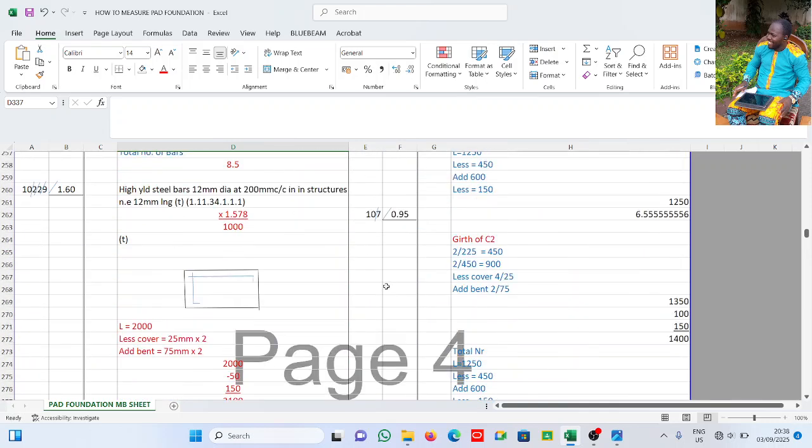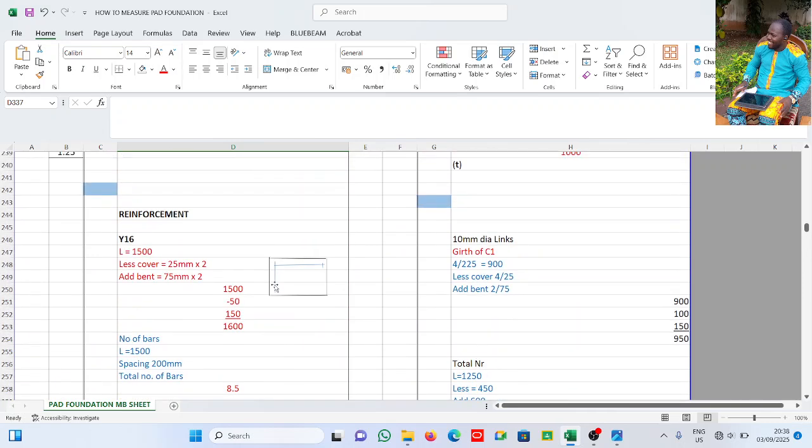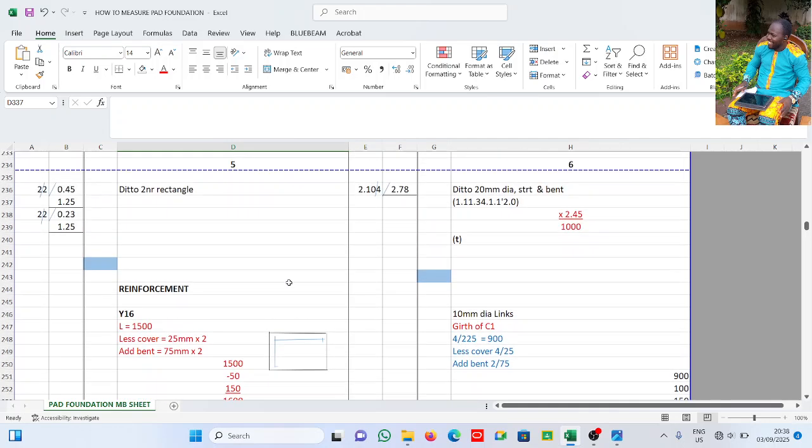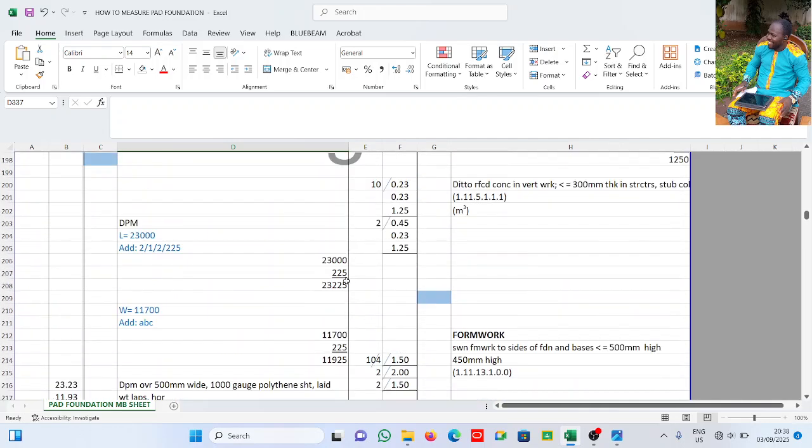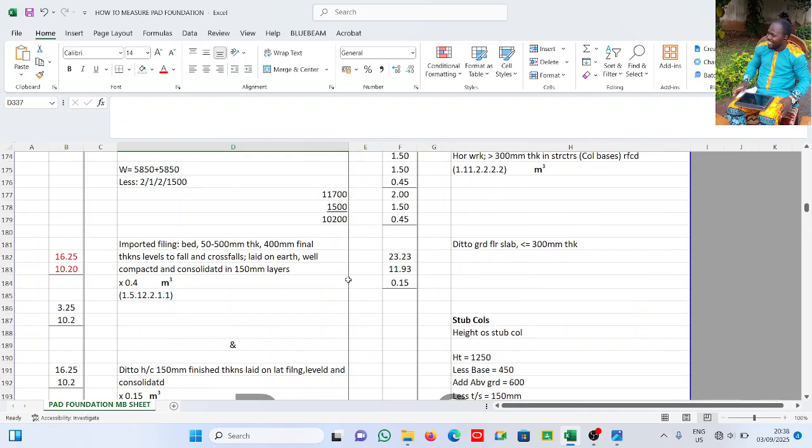Please refer to that particular video for concrete works. Remember, I already told us that the blinding and reinforcement, we already calculated it when we were doing cutaway. The same thing. Just copy and paste what you have done there. So this is basically how you measure a pad and a strip foundation. How you do the cutaway, how you do the backfilling, the filling to make up level, and everything.